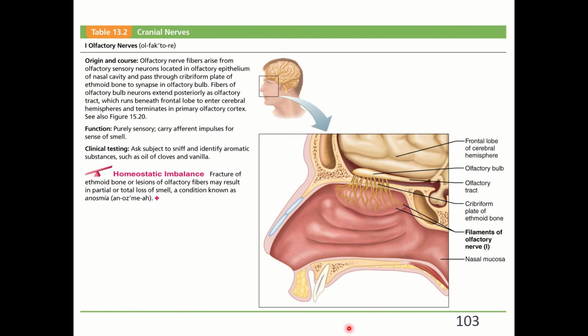So cranial nerve number 1 is the olfactory nerve, and its function is purely sensory, and it carries the afferent impulses for the sense of smell towards the temporal lobe. Homeostatic imbalance of the olfactory nerve occurs from a fracture of the ethmoid bone or lesions of olfactory fibers, and this can result in a partial or total loss of smell. This condition is known as anosmia, and this can also affect your sense of taste.